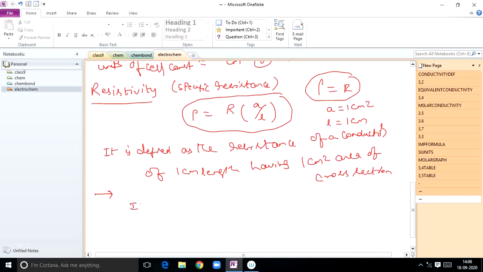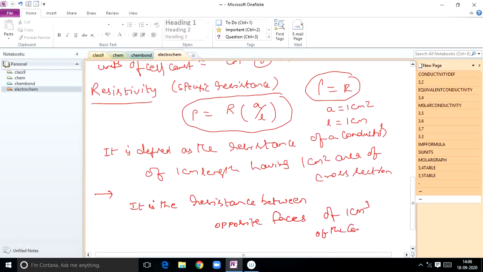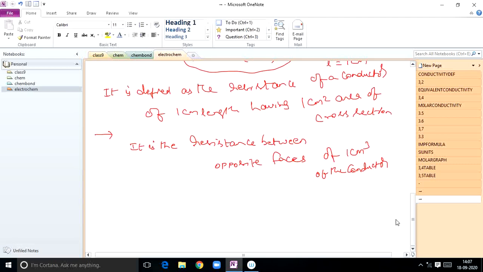Resistance between opposite faces of 1 centimeter cube of the conductor. That is also called specific resistance. So here, specific resistance, you can write rho is equal to R into A by L.